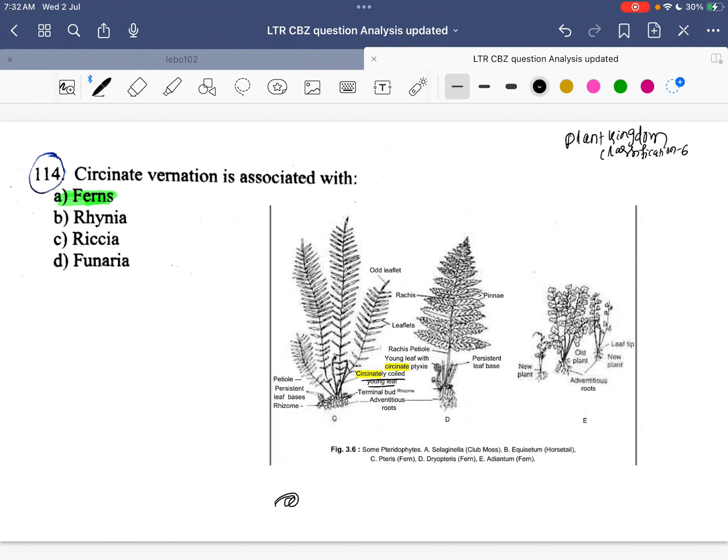Okay, so ferns. Diopteris, Adiantum. So fern will be the answer.